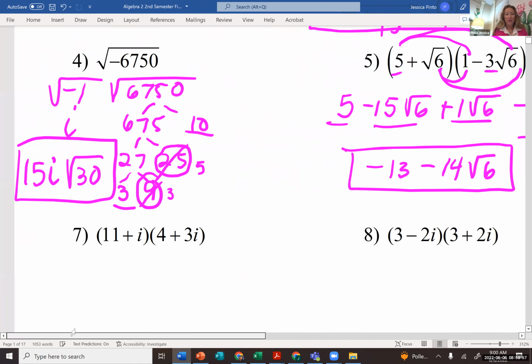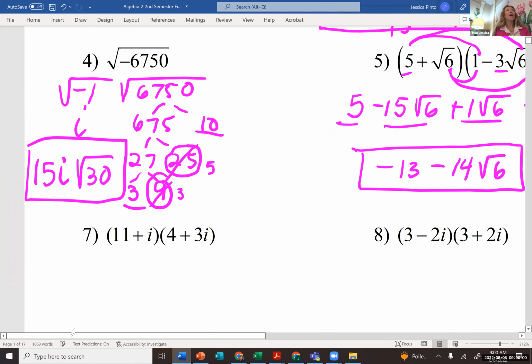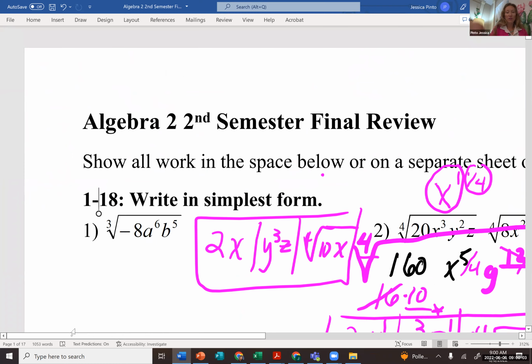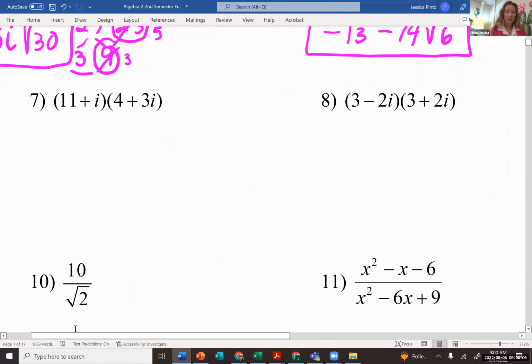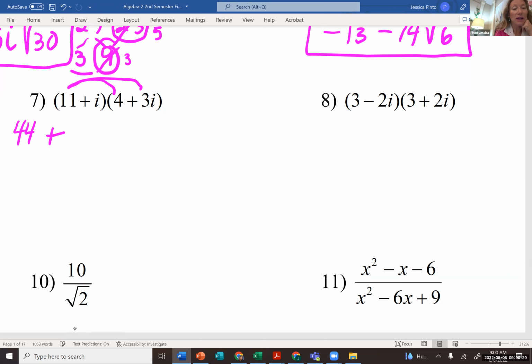Coming on over to problem number 7. Oh, it's just like number 5. We're again going to use FOIL. So on 7 and 8, we're going to use FOIL. So the thing here is that we've got to remember a little bit about the imaginary number i. So let's start by multiplying these first terms. That's going to be 44. Then the outside, that's going to be plus 11 times 3, 33i. Now the inside. So that's just positive 4i. And now the last, that's going to be positive 3. And there are 2 i's, so we write that as i to the second power.